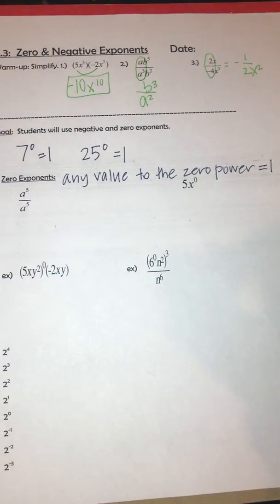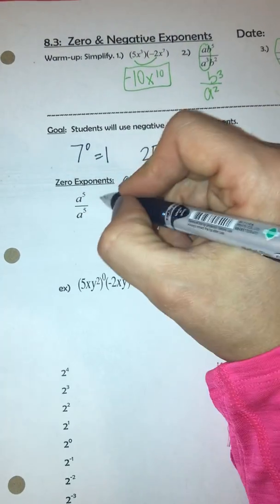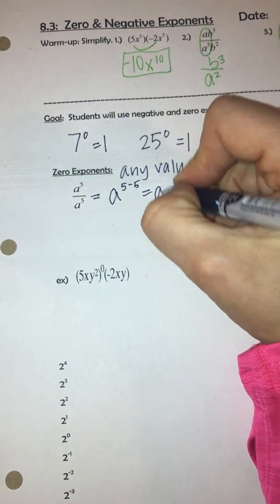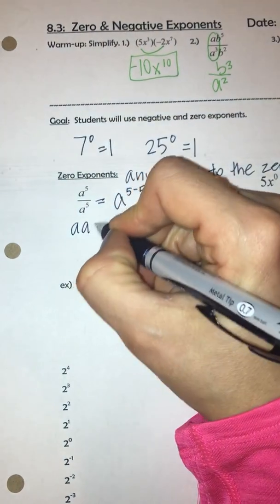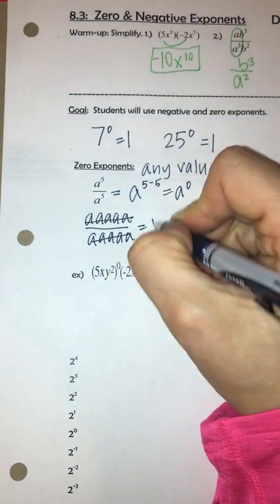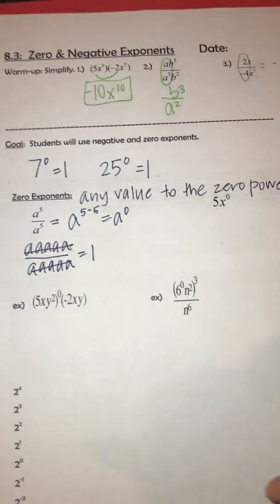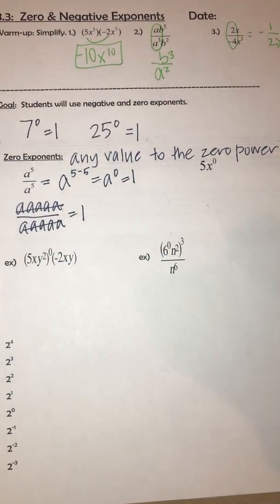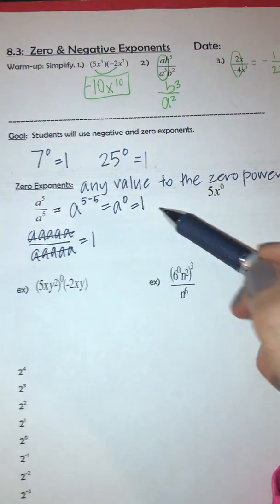Where that comes from is when we talk about dividing fractions, we would subtract the exponents. So 5 minus 5 would be 0. Before this, you might not have known what that was going to equal, but if I think about that as 5 A's on top and 5 A's on the bottom, they're all going to cancel. And remember, when I have a fraction with the same thing on the top and the bottom, they cancel to equal 1. So A to the 0 power will also equal 1. So any value, whether it be a whole number or a variable, is always going to equal 1.